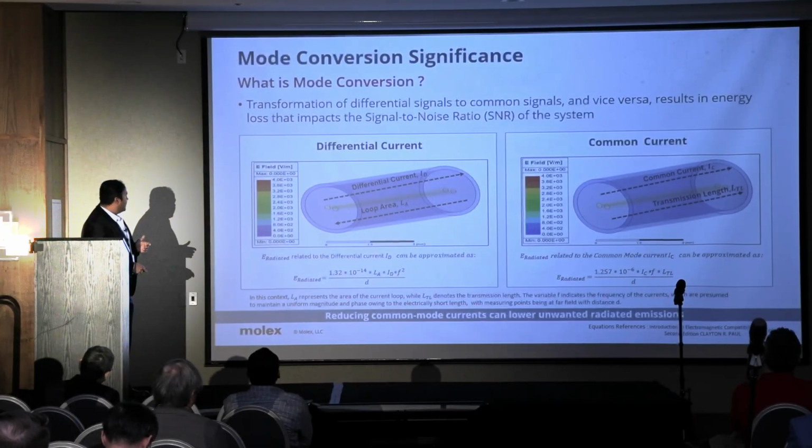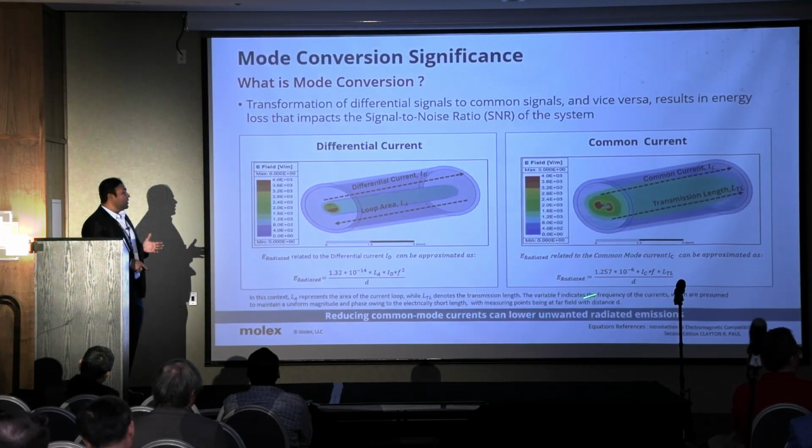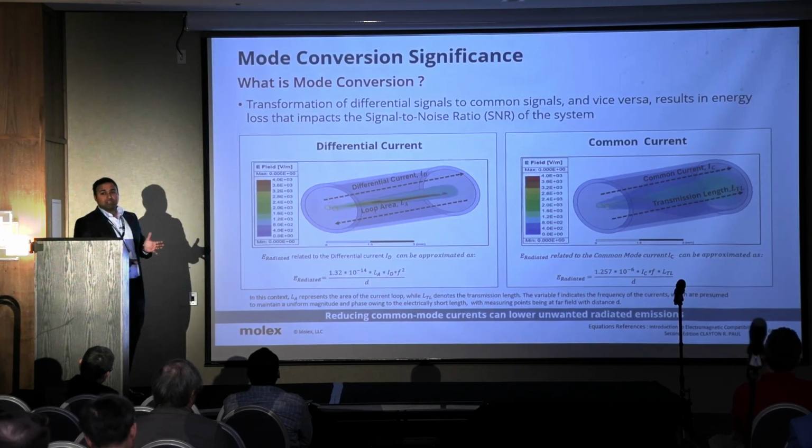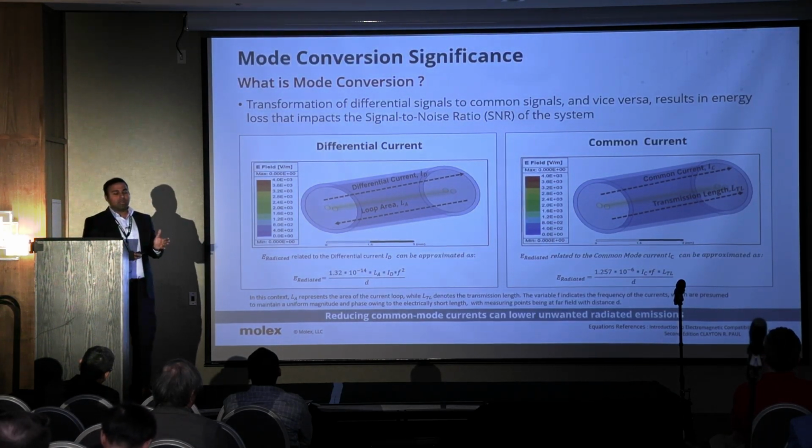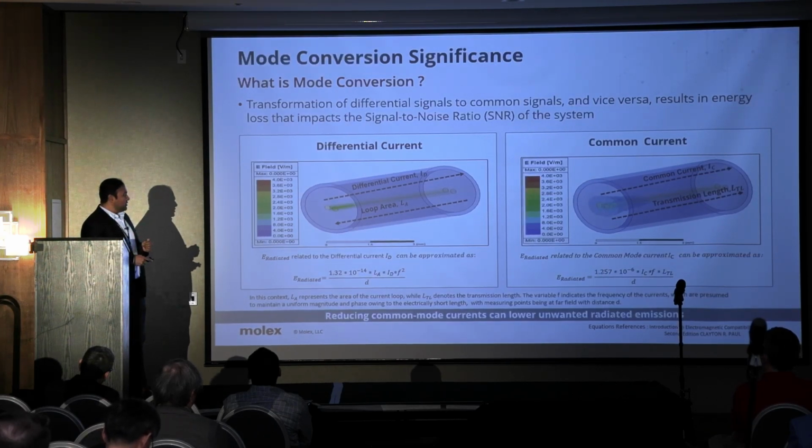That's why it is very important to reduce your common mode current, which can lower your unwanted radiated emissions, because the way we balance it out, it automatically leads to less impact toward mode conversion.